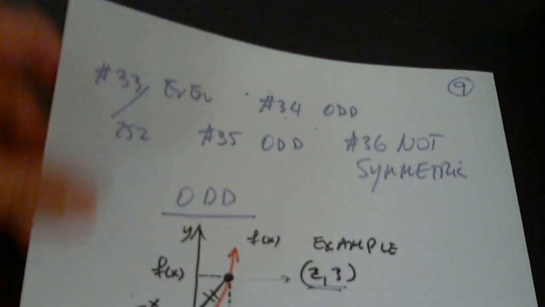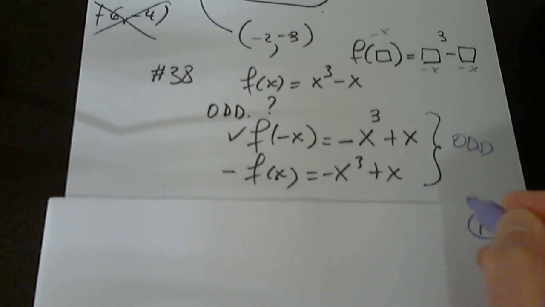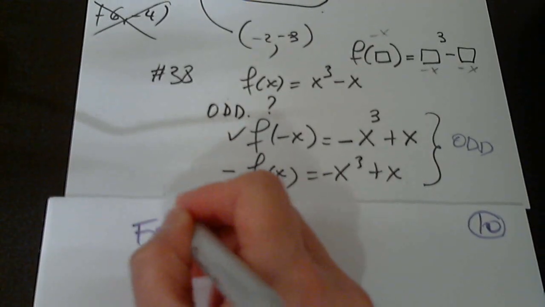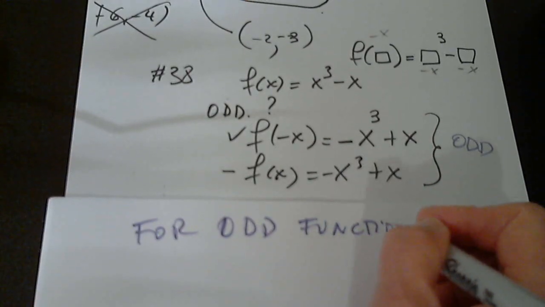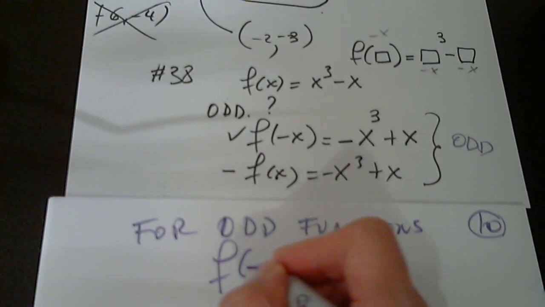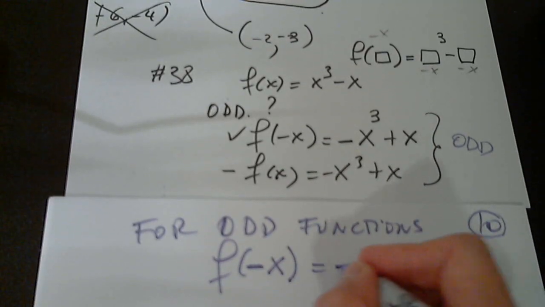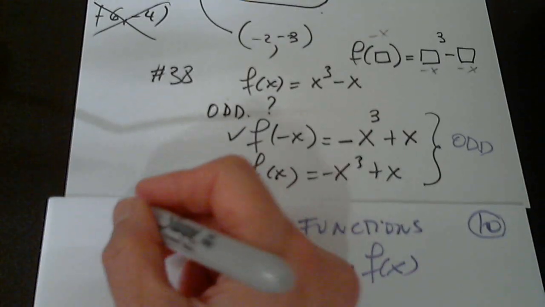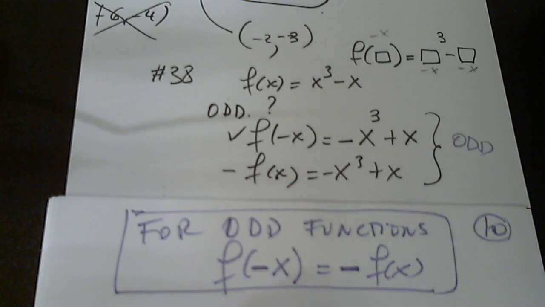So for odd functions, f evaluated at the negative x equals the opposite of f of x. This is carved in stone. This is the definition or the algebraic explanation for odd functions. Of course, we have something similar for even functions.